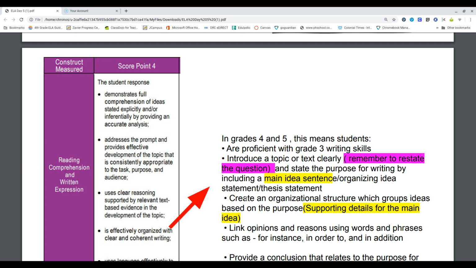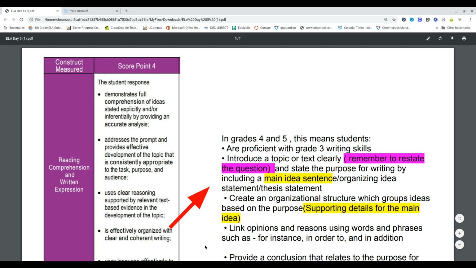Now, to keep your writing organized and coherent, meaning it's in a good order and it's making sense: if you've restated the question, you're on the right track because you're on the right topic, and then you've included the main idea sentence, so you're on the right idea about the topic. Now support that with the supporting details for your main idea. What are you going to write that supports and builds up and is related to your main idea? And remember, we want to link everything. When it says coherent, it's clear, has a good flow.